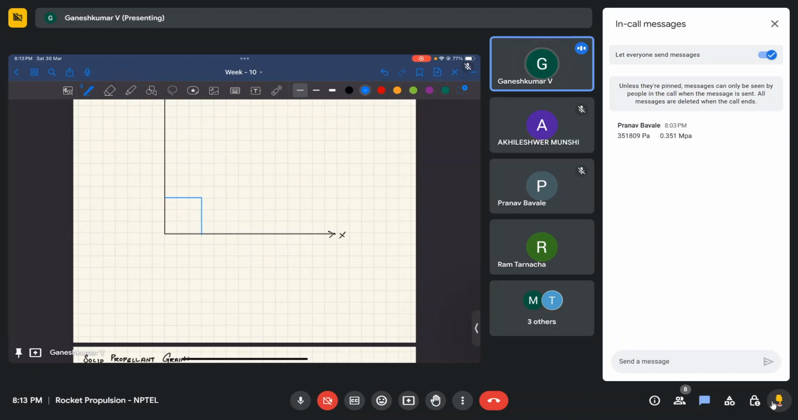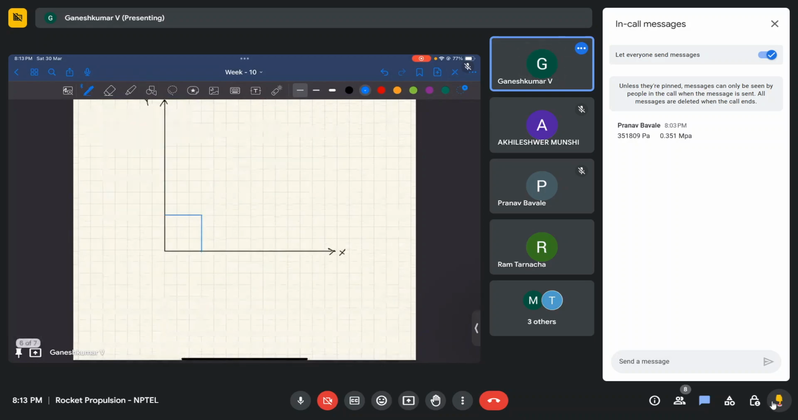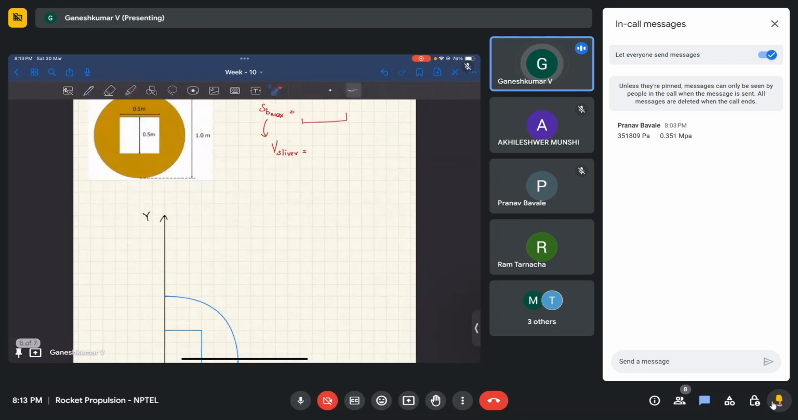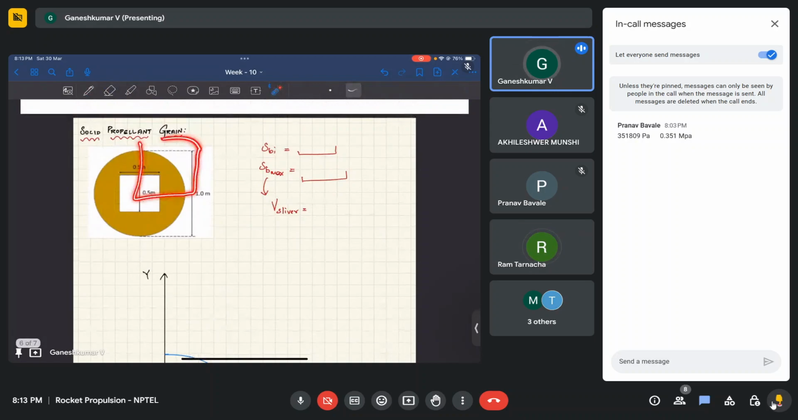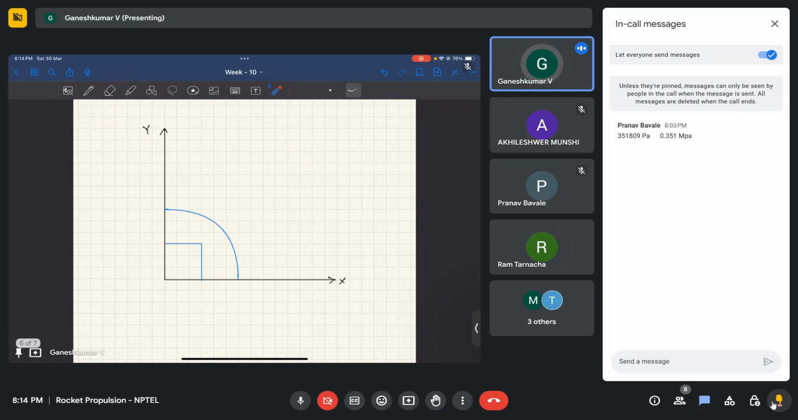Okay, and let me draw it something like this. So three boxes from here. So this will be one half of the propellant grain. Sorry, one quarter of this. So basically one quarter of this propellant grain I'm drawing, and just multiplying by 4 will give you any parameter we are interested in.